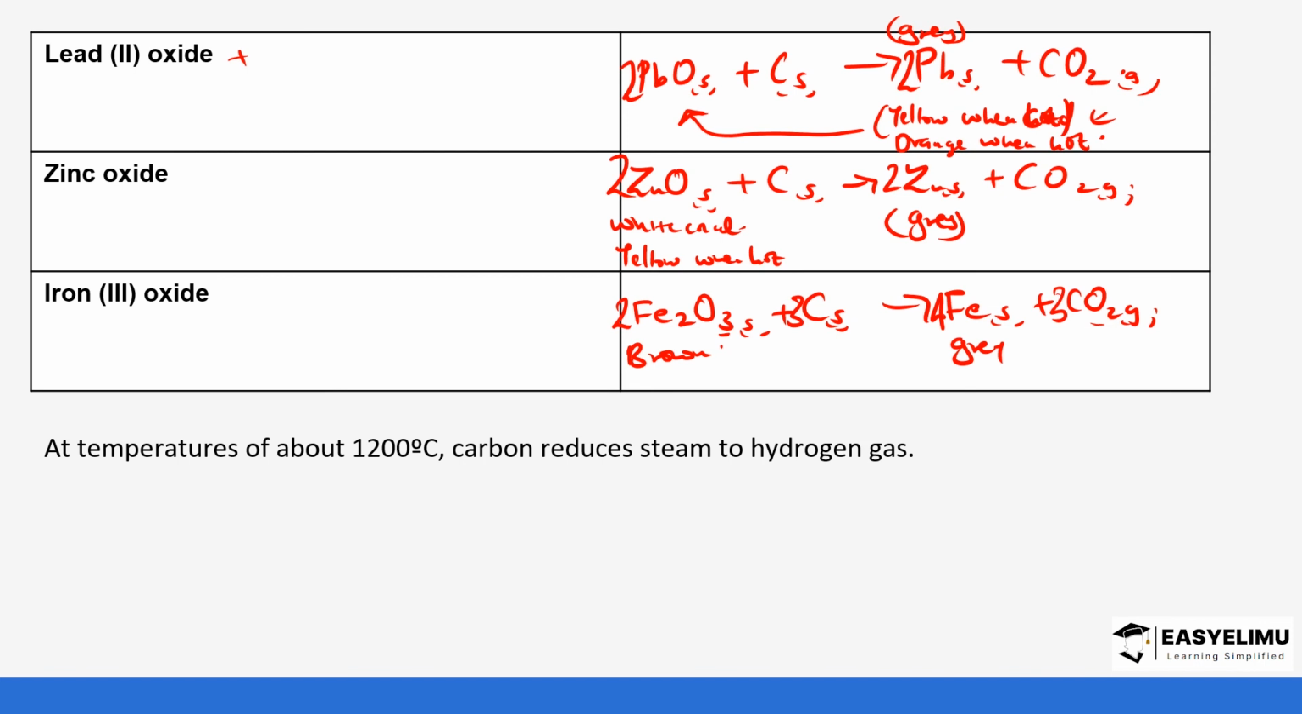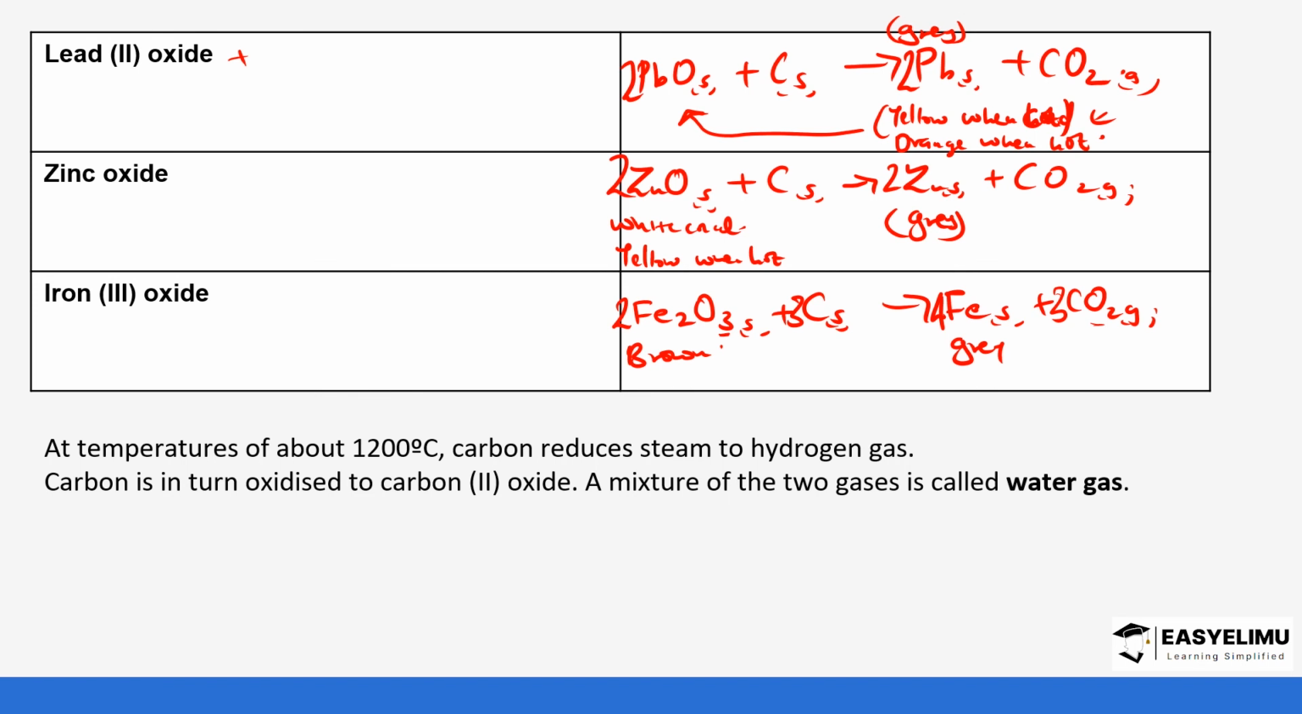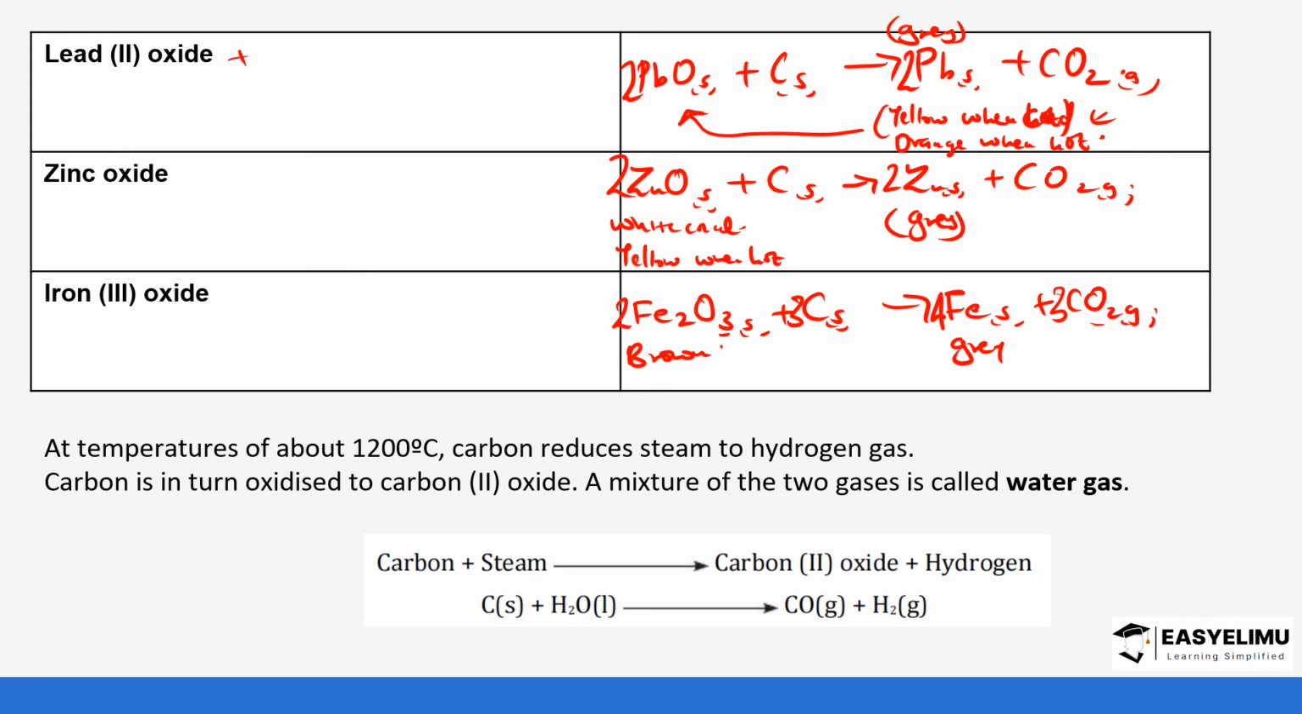So at temperatures of about 1200, carbon reduces steam to hydrogen gas. So carbon in turn is oxidized to carbon 2 oxide. So this forms a mixture of two gases, usually called water gas. If you look at the reaction of carbon with steam, carbon takes away the oxygen from steam to form carbon 2 oxide, and hydrogen gas is produced. So this mixture is what is referred to as water gas.